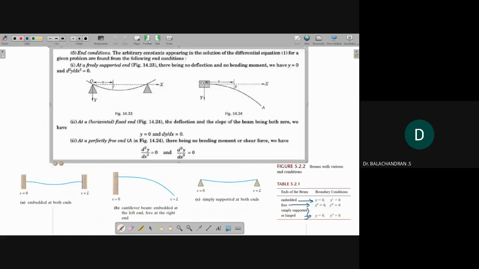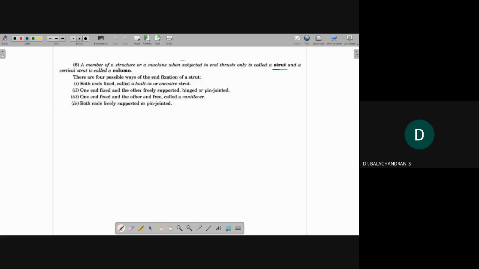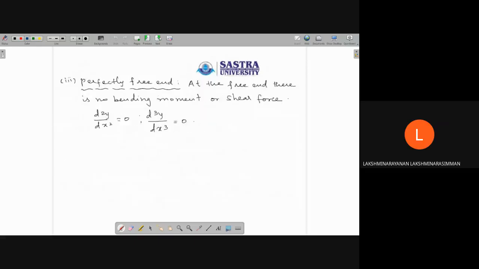It is the fixer. Then a fixer means embedded. Y equal to 0 and y dash is equal to 0. It's a boundary condition. Is it correct, Lakshmi Narayanan? Yes, sir. Okay.